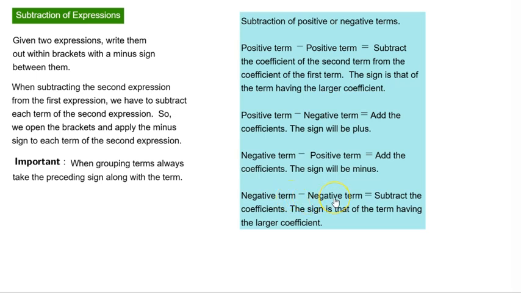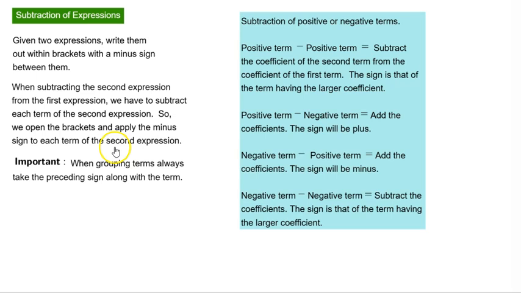Negative term minus negative term. So again here minus will become plus. Negative term minus negative term, so minus and negative will make it positive. So negative term plus positive term is equal to subtract the coefficients. The sign is that of the term having the larger coefficient.